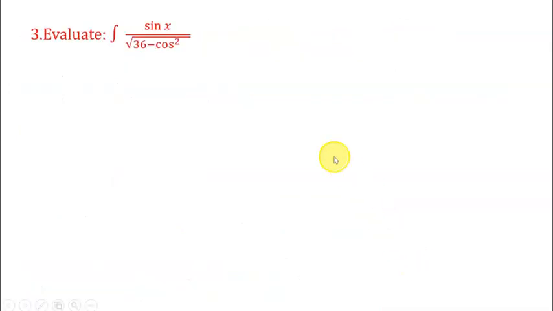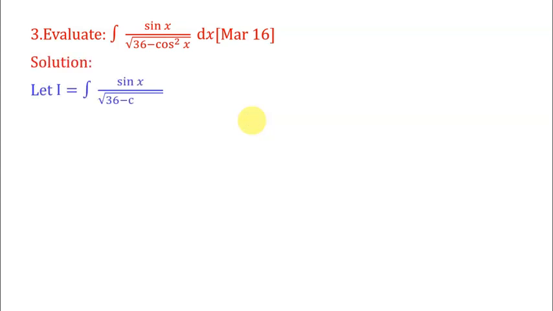Evaluate the integral of sin x upon root of 36 minus cos square x dx. This example was asked in the March 16 examination. What is your substitution? That is cos x equals t. See this here. Let I equal the integral of sin x upon root of 36 minus cos square x dx. Put cos x equals t.